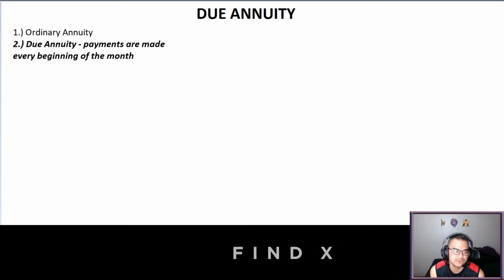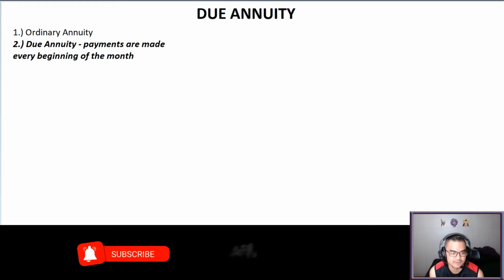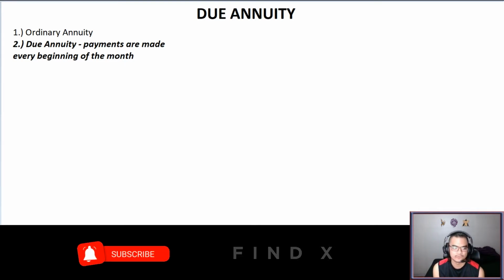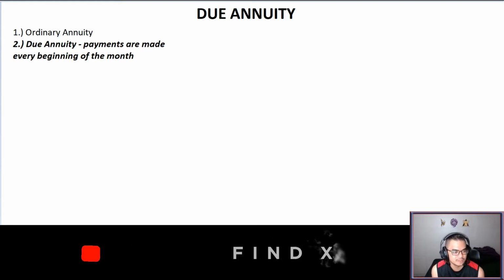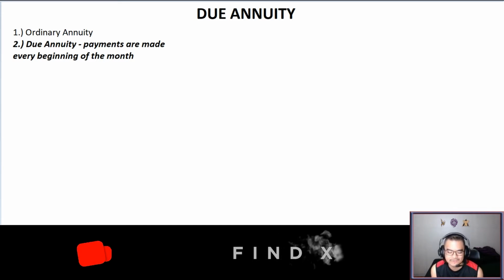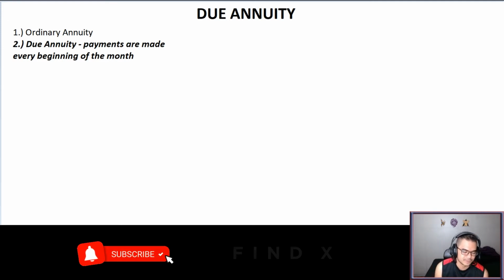For due annuity, I'm just gonna recall a bit. For ordinary annuity, the payments are made every end of the month. For due annuity, the second type of annuity, payments are now made every beginning of the month. So that is the only difference. Since ordinary and due annuity only have a little difference, their formulas will also have only a little bit of difference.